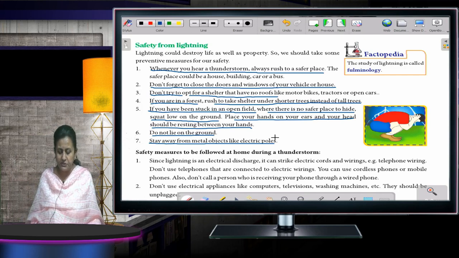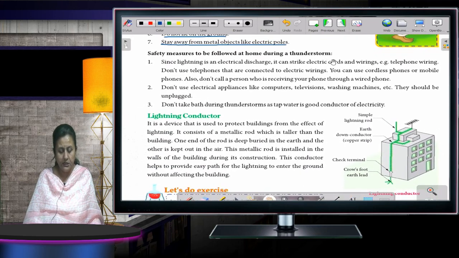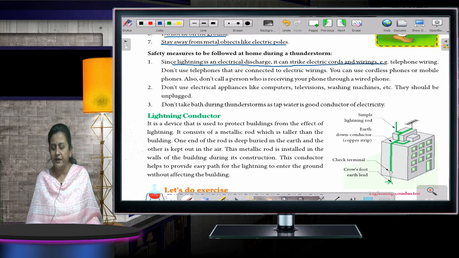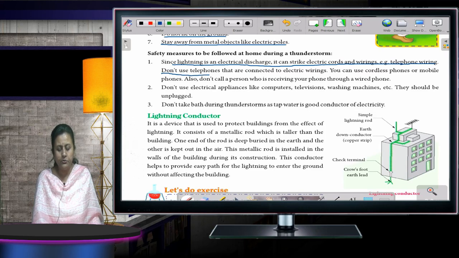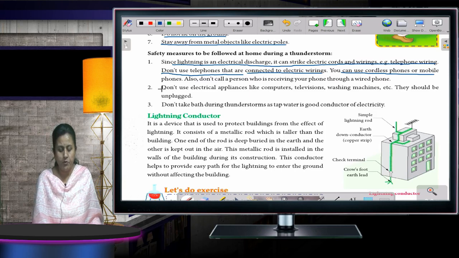Now safety measures to be followed during a thunderstorm. Okay. Safety measures to be followed at home during a thunderstorm. First one, since lightning is an electric discharge, it can strike electric cords and wirings. Example, telephone wiring. Don't use telephones that are connected to electric wirings. You can use cordless mobile phones or mobile phones.